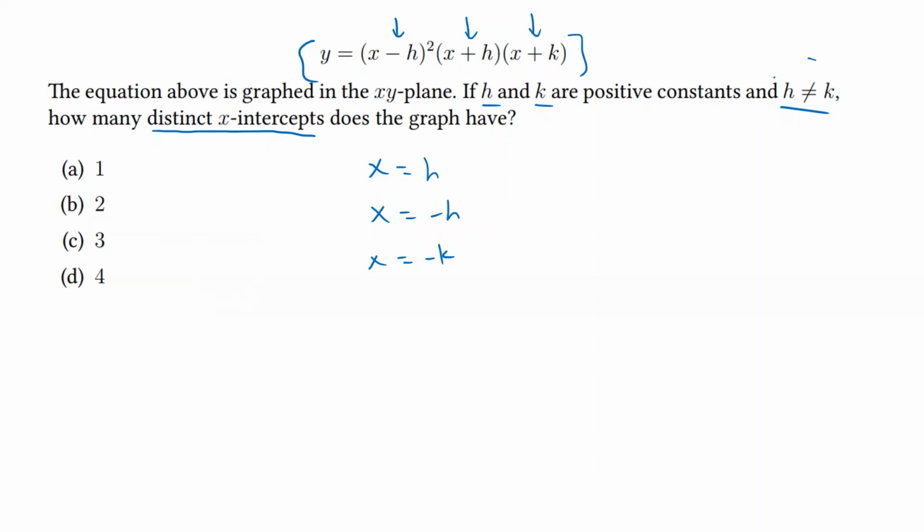Since we have been told that h is not the same number as k, we're guaranteed at least these 3 distinct zeros. Don't be thrown off by the square here.